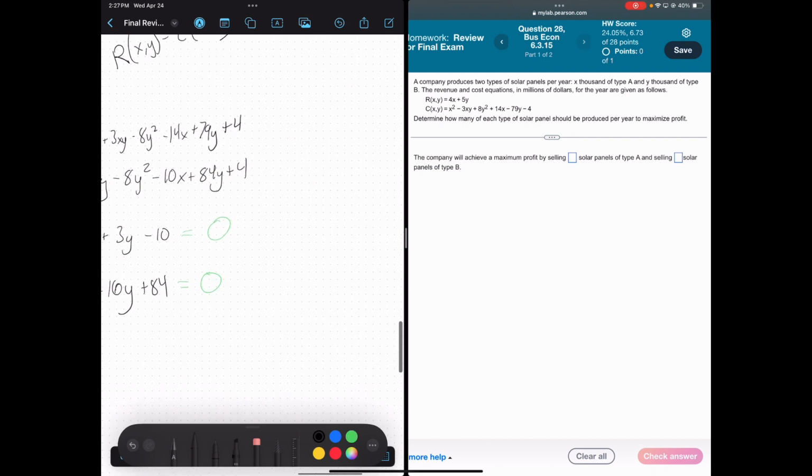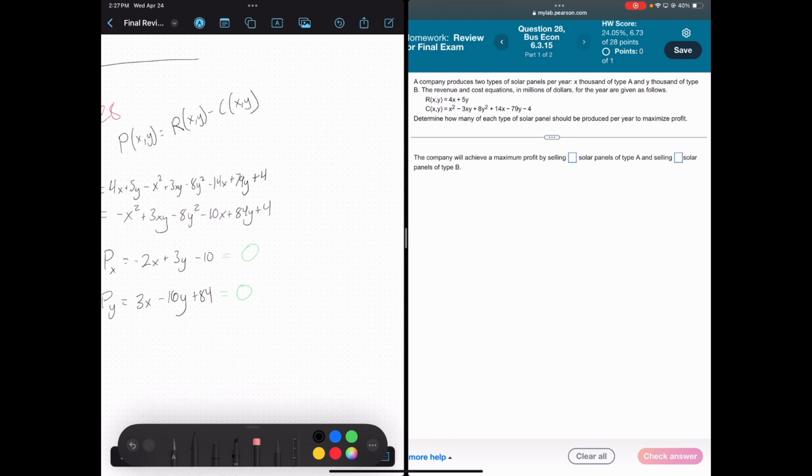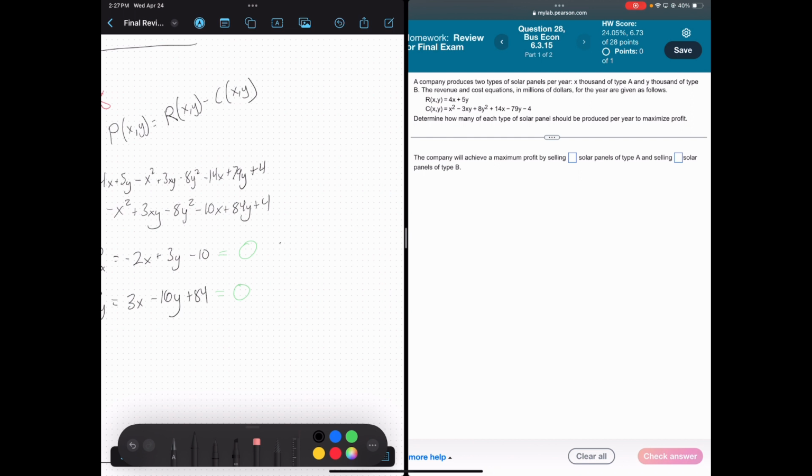Let's start with my top one. I get 3y minus 10 equals 2x divided by 2. You can solve for either variable. It does not matter which variable to solve for. I get 3/2 y minus 5 after I divide by 2.